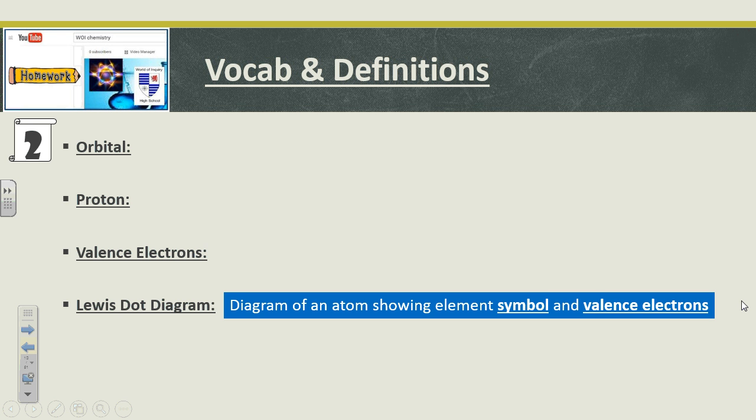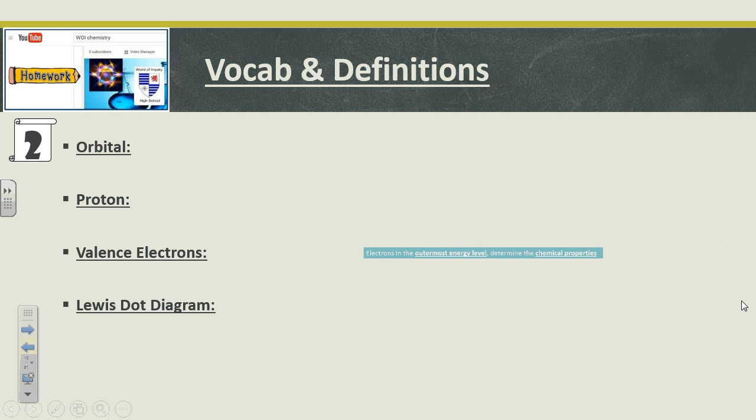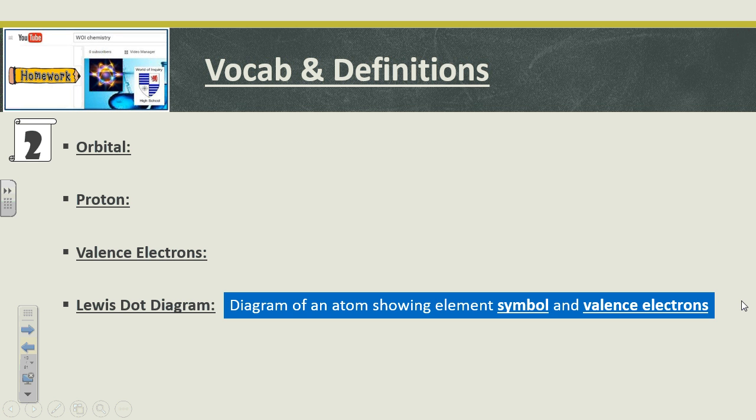Lewis dot diagram is the other picture we need to see, and I didn't have a picture come up for Lewis dots. Why is that? I didn't, bummer. Lewis dots didn't show up. Sorry about that. Diagram of atoms showing their symbol and their valence electrons.